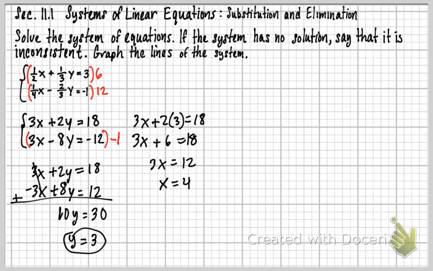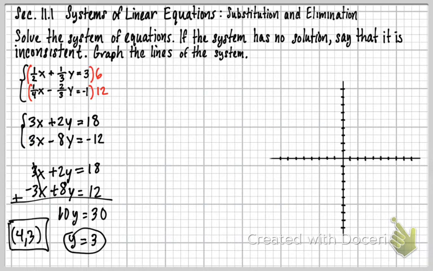So my ordered pair will be, and I'm going to write it over here, (4, 3). So there's the answer to this problem. Now we're going to graph it. Okay, now for graphing these, what we're going to do is for the top one, I'm going to just put it in slope-intercept form, because that would be easy enough to do here.